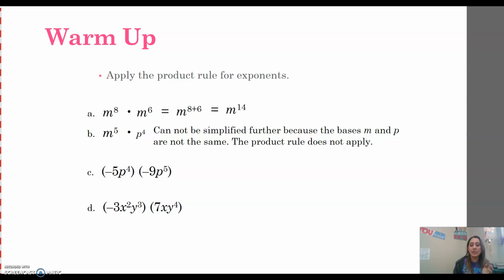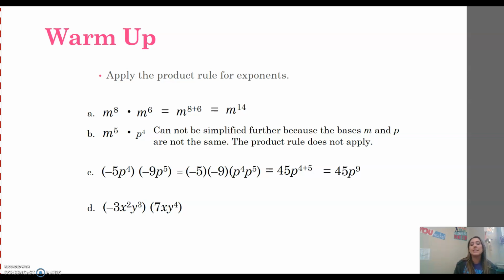And now we are going to take care of this one. So we have negative 5p to the 4th times negative 9p to the 5th. So we're going to multiply those coefficients. We have the two p's next to each other, so we're going to add those exponents. And we end up with 45p to the 9th.